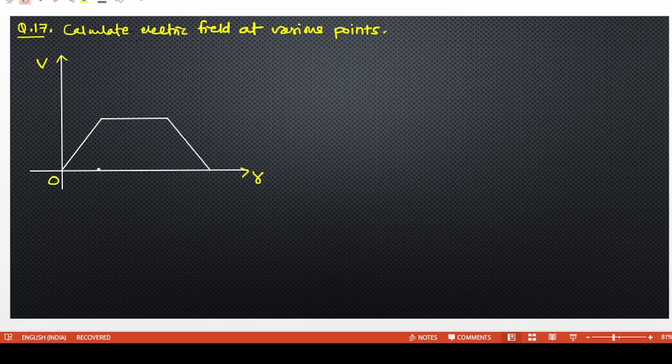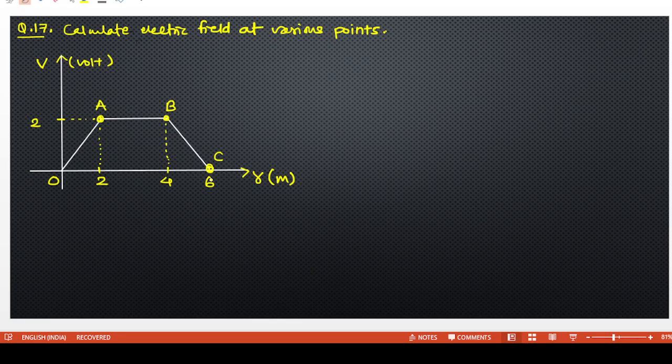Here position is 0, here position is 2, here it is 4, here it is 6. Position is measured in meter, potential is measured in volt. Here potential is 2 volt. This is point A, this is point B. Coordinates of A and B are given to you. This is point C. We have to find electric field at various points.